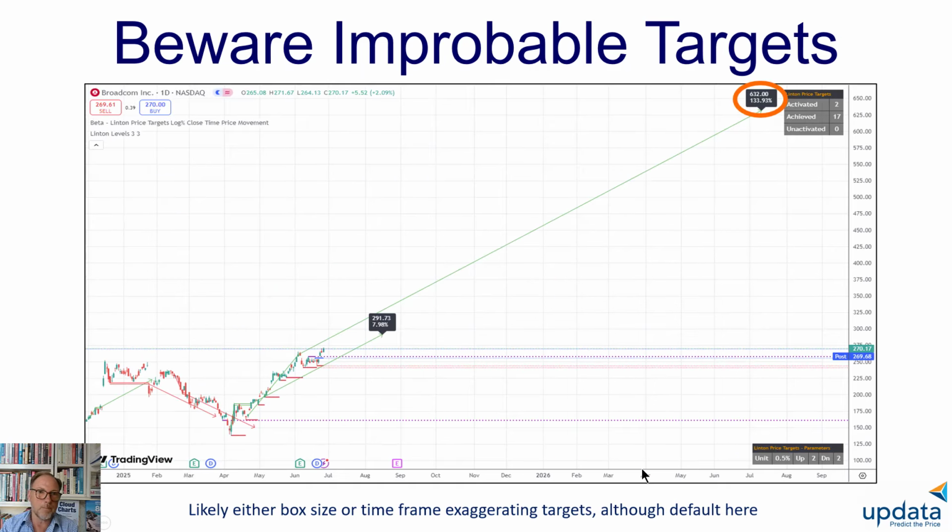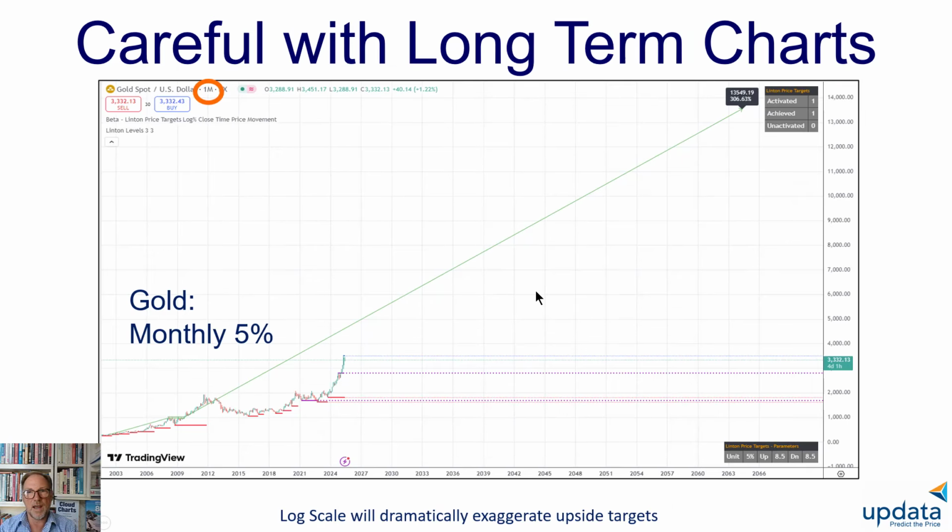You can configure that. Beware of improbable targets. So this is one on the NASDAQ. We had a big move here, and it's predicting a very big upside target. Focus on this one first. You will find that on longer term charts, you get big upside targets. Here we're using a big box size, log scale, and it dramatically exaggerates this chart, 5%, and then you're using 5% progressively bigger and bigger units, and it's a monthly chart, so it's a very long-term chart.